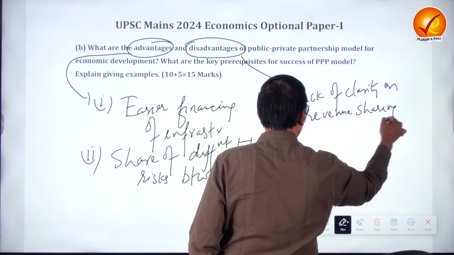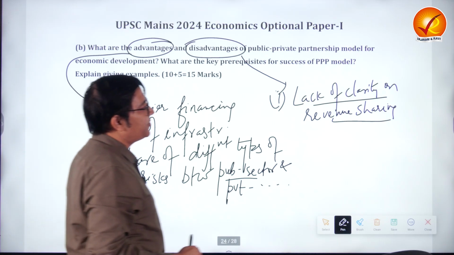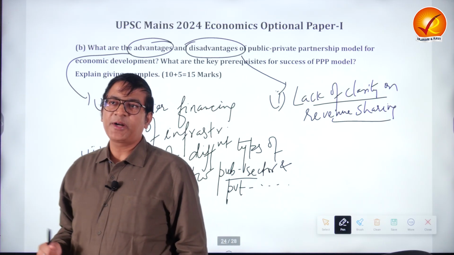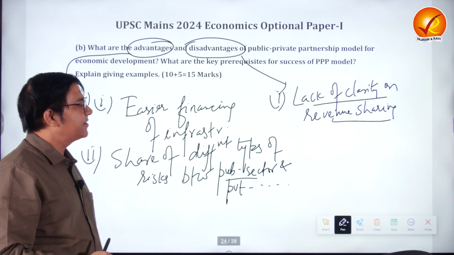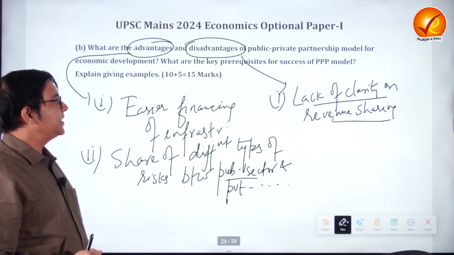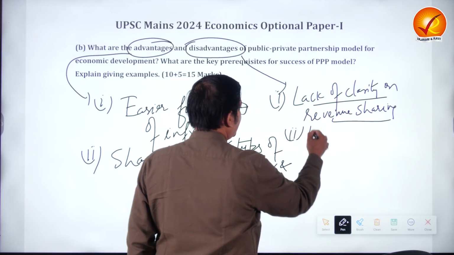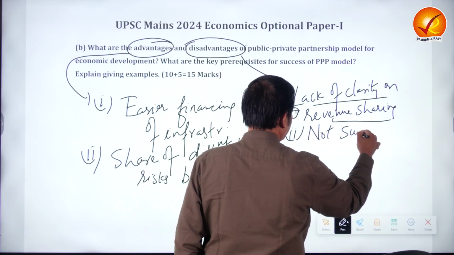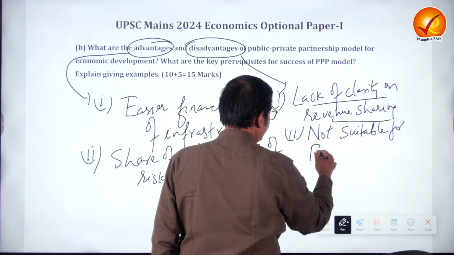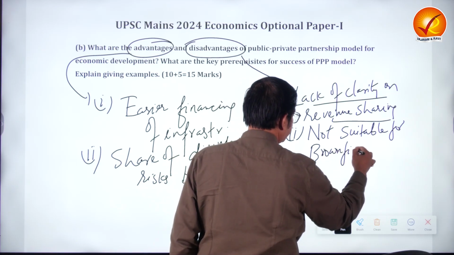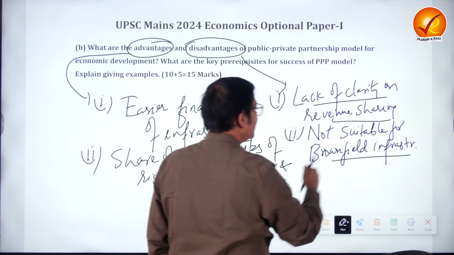Although we do have the models of PPP which tell how the revenue will be shared, we have seen real examples where revenue sharing problems have come in, like in the airport metro, which was done on PPP with Reliance, etc. There was a lot of conflict in that particular case as well. Then you can say it is not much suitable for brownfield infrastructure projects. And within brownfield also you can give some examples specifically.